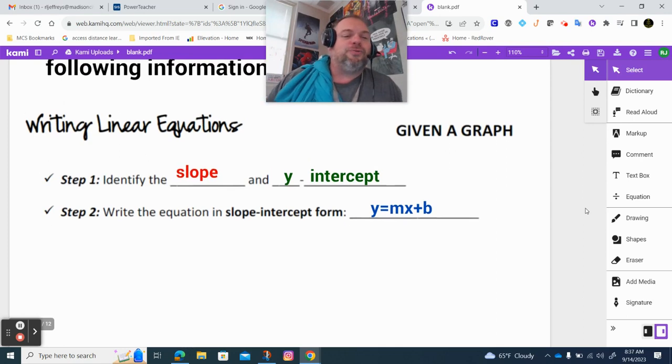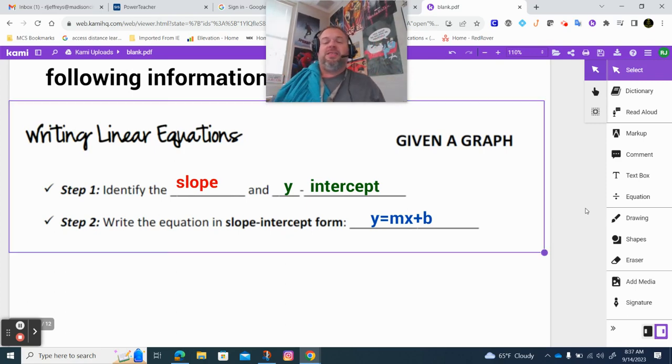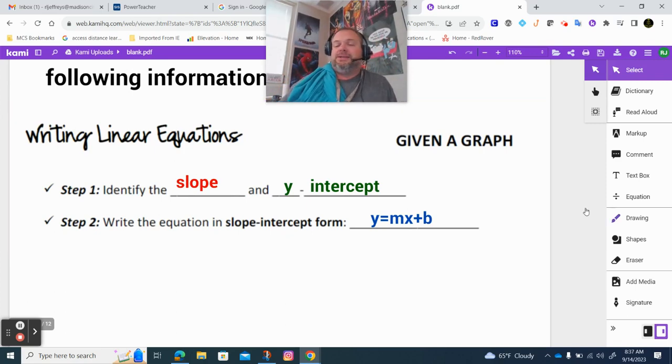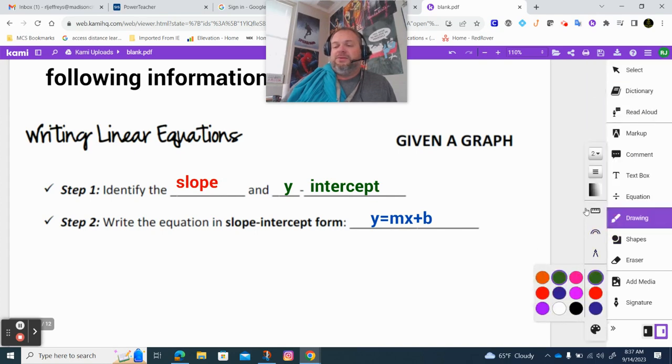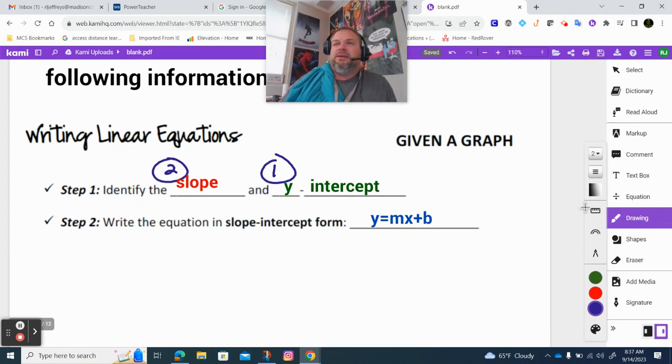All right. So, writing equations given a graph. Okay. Step one. Now, the order of this doesn't matter. Honestly, if you ask Mr. Jeffries, this should be first, this should be second. Okay? That should be first, that should be second, and then we write it in this form. Now, if we could graph like we did yesterday, we should be able to follow the same pattern and get the equation.